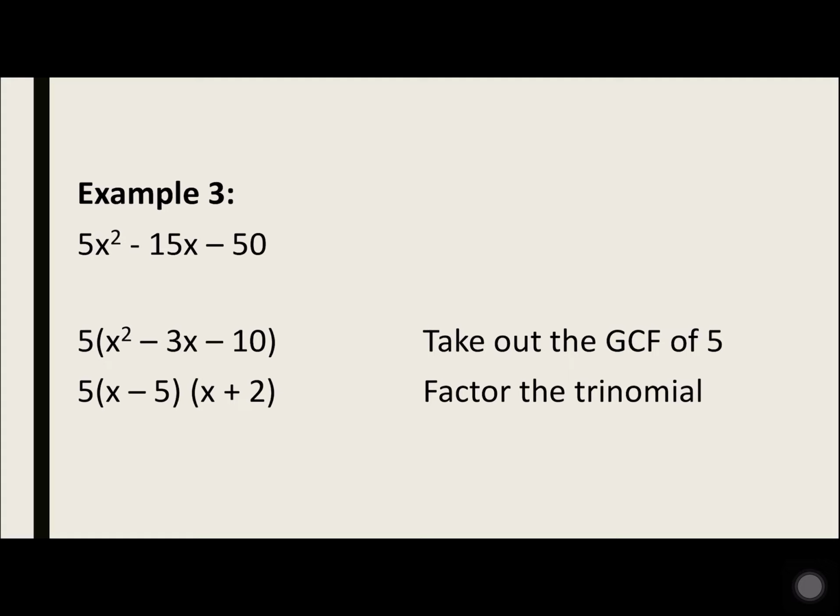Then you factor the trinomial that's in the parentheses. It's a trinomial with an understood 1, so you want two numbers that multiply to negative 10 and add to negative 3. So that would be negative 5 and plus 2. So the final answer is 5 times x minus 5 times x plus 2. The trinomial broke down into the two binomials.